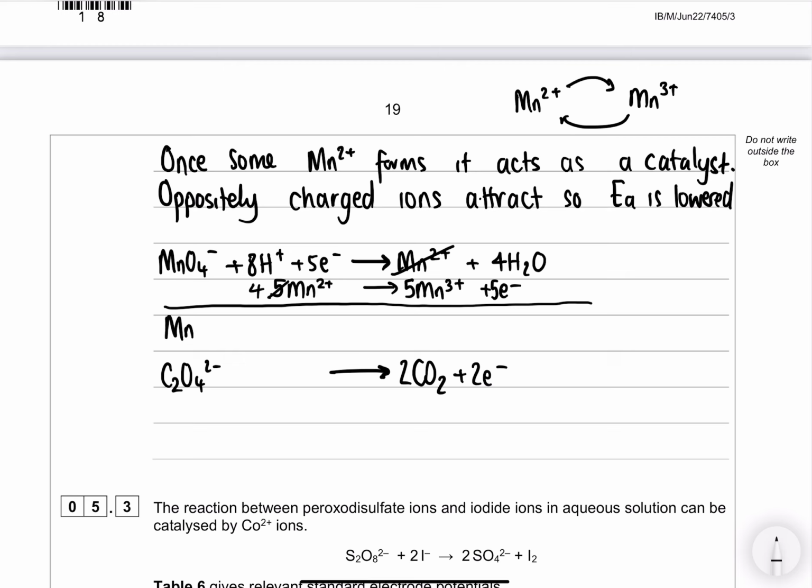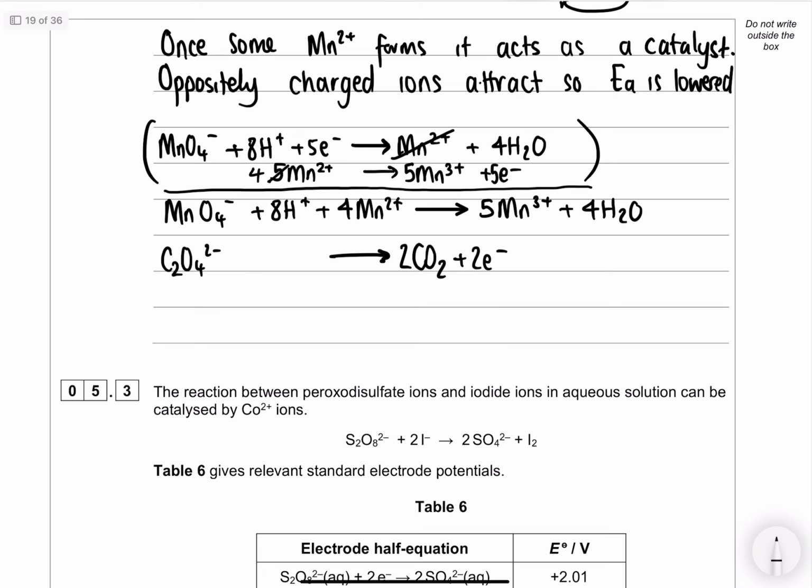So the equation I'm looking for is MnO4- plus 8H+ plus 4Mn2+ goes to 5Mn3+ plus 4H2O. And the top bit is my working. I'm just going to bracket round that. And this bit is my equation, so I'm just going to make that stand out.